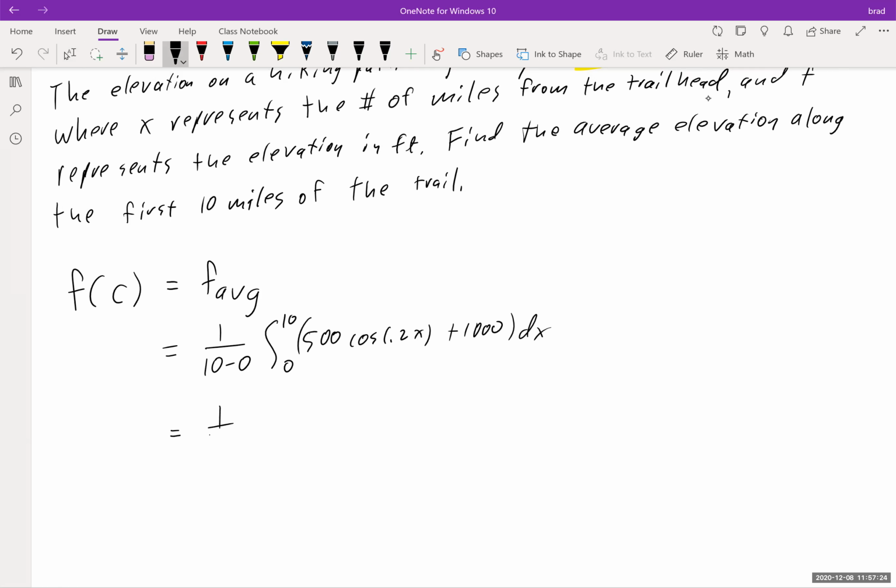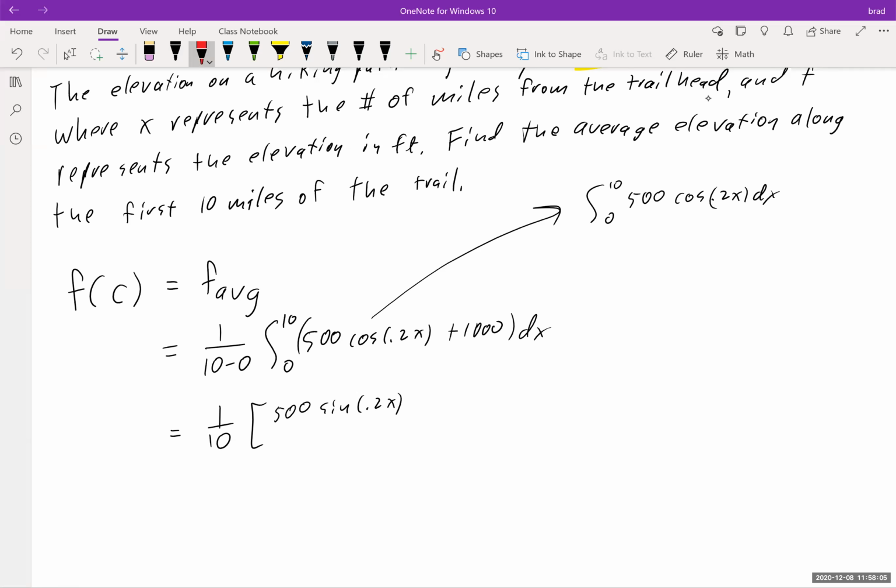So we're going to do 1 over 10. Now the integral of cosine is sine, so this would be 500 times sine of 0.2x. Oh, hold on real quick. Let me do a little u sub over here, because I forgot we just learned u sub a little bit ago, and I want to make sure you guys are aware. So we have the integral from 0 to 10 of 500 cosine of 0.2x dx. I'll do the 1000 in my head, but this one I'll show you the u sub on.